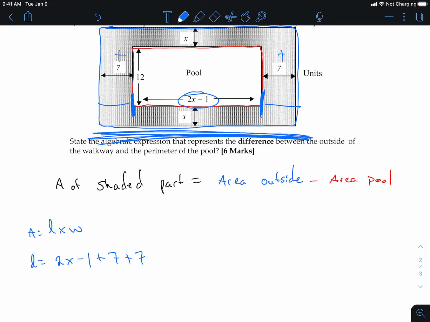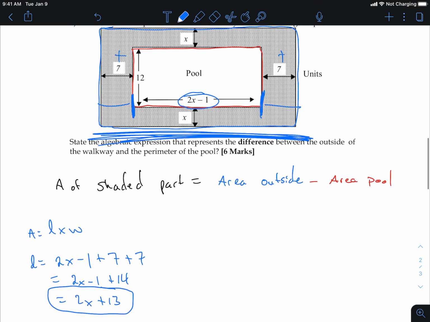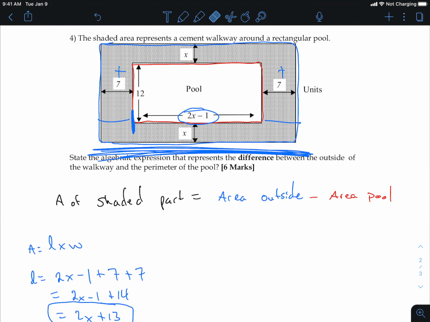Okay? So then, for the length, you get a 2x minus 1 plus 14, which is going to be 2x plus 13 for the length. Okay? And then you're just making a nice, neat list of everything. So then we're going to jump over and do the width. How do we do the width? The same way. Except we're just looking up and down this time instead of left to right.